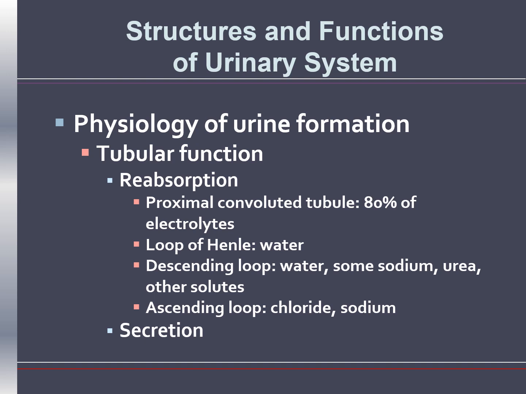Tubular function really comes with reabsorption. Probably proximal convoluted tubule is about 80% of electrolytes. The loop of Henle is water, and descending loop is water, some sodium, urea, and other solutes. And then the ascending loop is chlorine and sodium. You don't need to know all those very specifics, but it's very important to know that there's different sections of the kidney that reabsorb different things. And then tubular secretion is the passage of the substance through the capillaries and out of the kidneys.